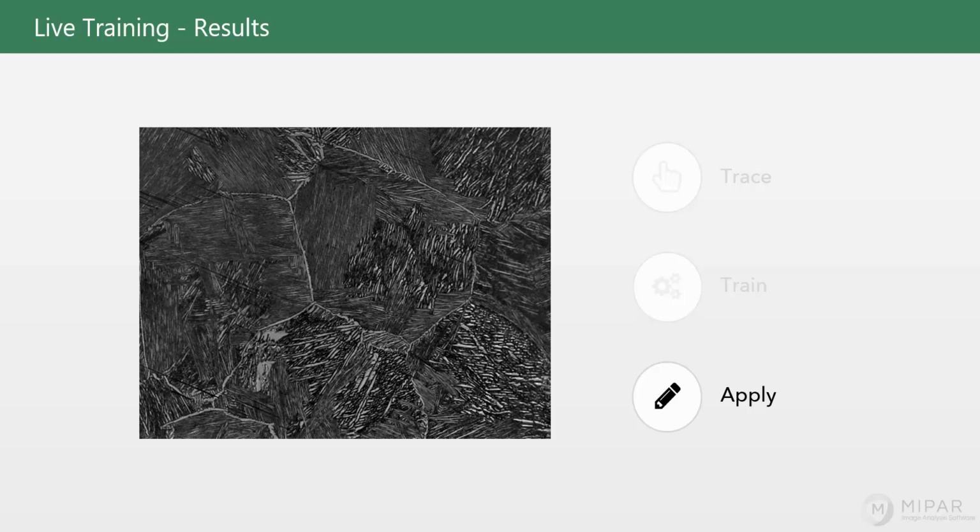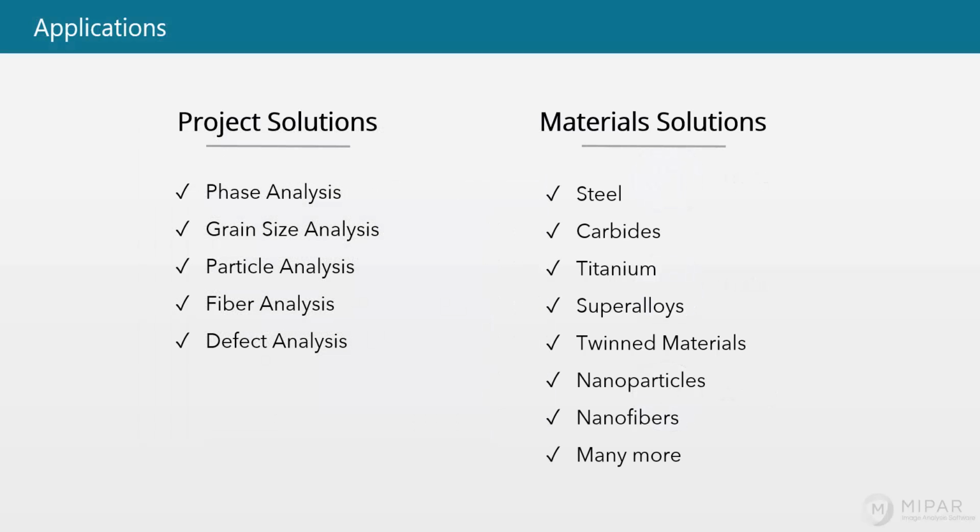So I wanted to finish with an overview and a reminder of just a few of the different project and material solutions that we have offered. Again, this is just a portion of the list, but you can break it down into the different types of analysis that you might want to do, or you can break it down by the different types of materials on which you want to perform that analysis. You can see phase analysis across all of these materials. You can see grain size analysis across all these materials. But we wanted to present the different solution opportunities two different ways, depending on how you characterize your application.